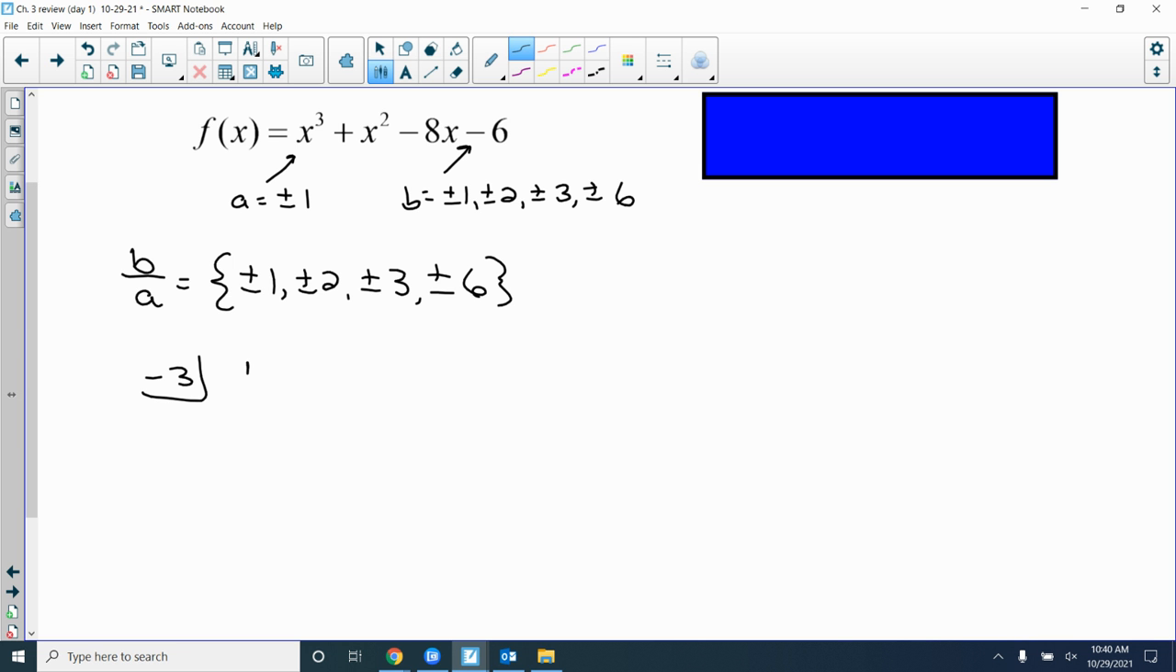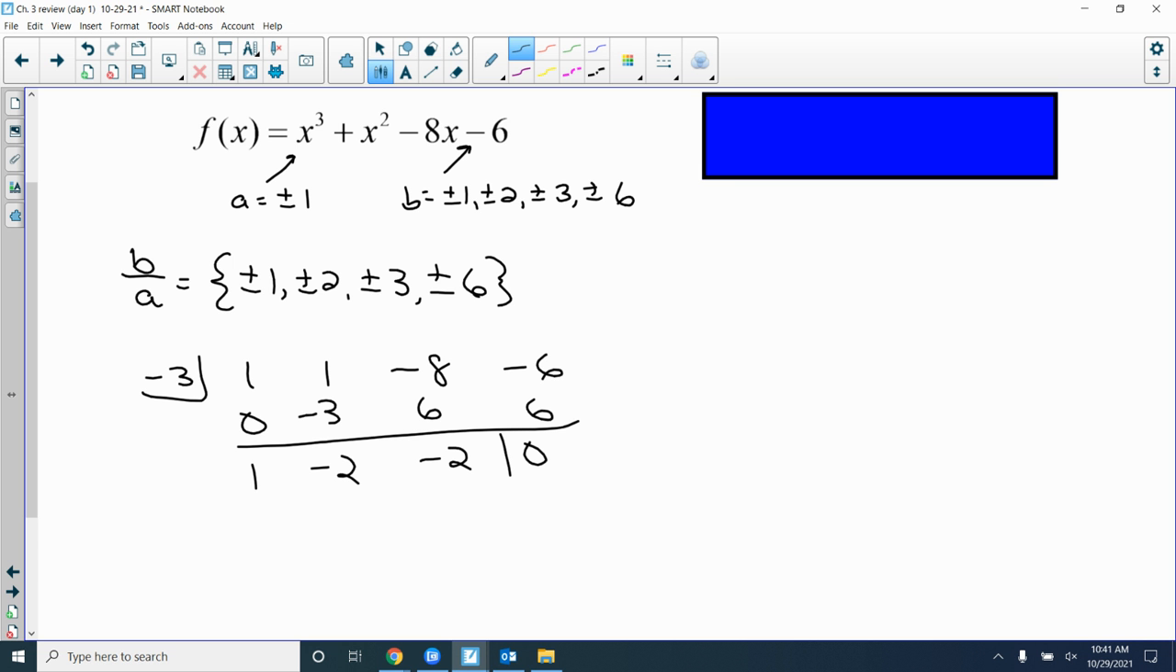-3. 1, 1, -8, -6, 0, 1, -3, -2, -2 times -3 is 6, -2, 6, 0. Let me see something though. See if we had any upper or lower bounds. No, 2 came out being upper bound, so we wouldn't be anything above that.